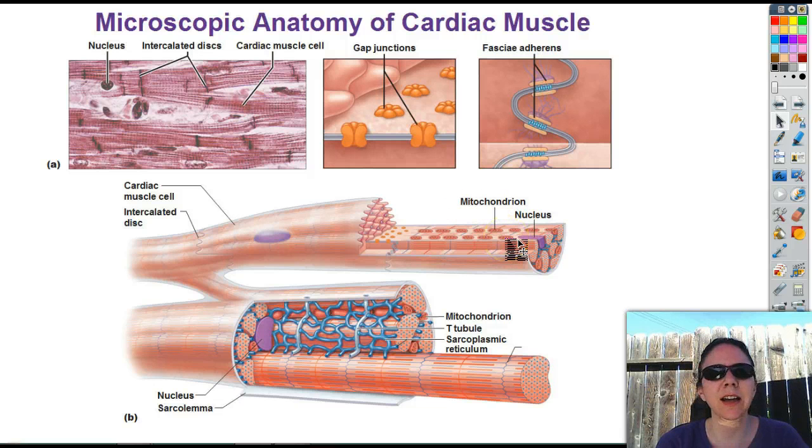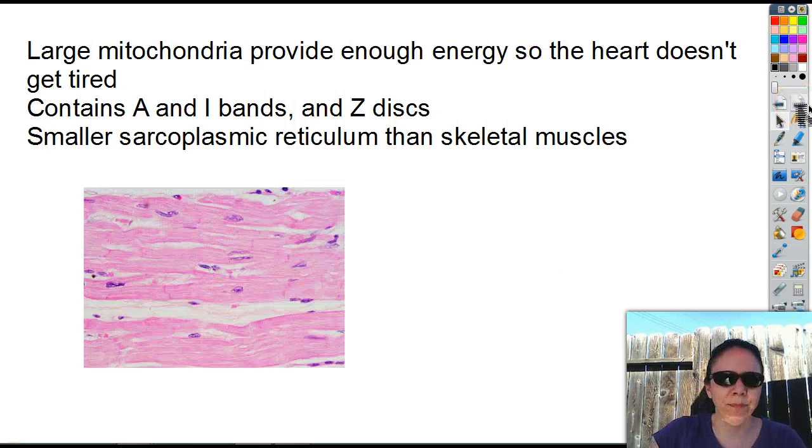And there's a ton of them because the muscle needs a constant supply of ATP and energy, so you have to have lots and lots of mitochondria. Alright, so the large mitochondria and the large number of them provides enough energy so the heart doesn't get tired, because that would be bad. They contain A, I, and Z discs, just like a skeletal muscle does. And they have smaller sarcoplasmic reticulum than skeletal muscle cells.